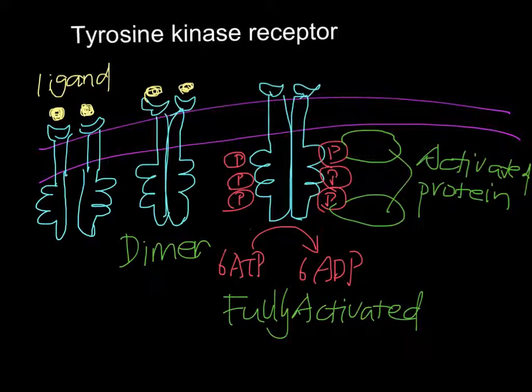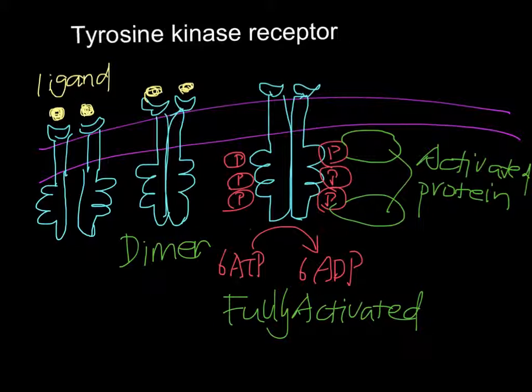Another receptor is the tyrosine kinase. So now we can see that in this picture we have 2 tyrosine kinase receptors. A ligand bonds with each of them, and so now they get activated and they dimerize together, but it is not fully activated.